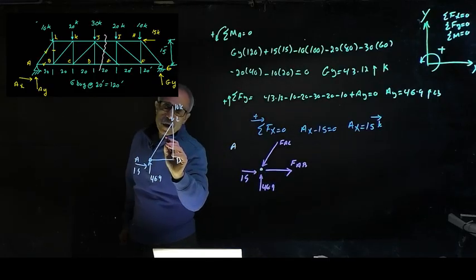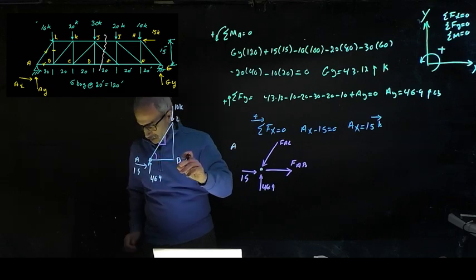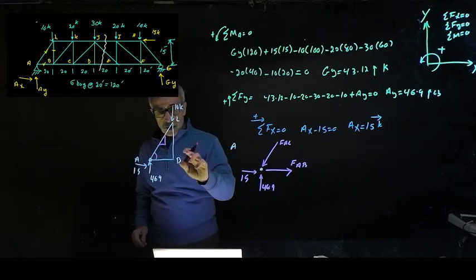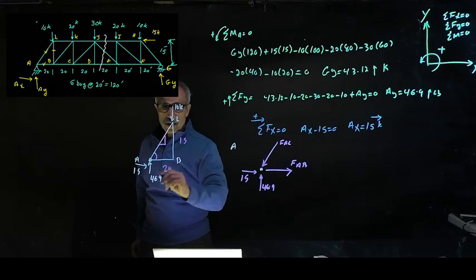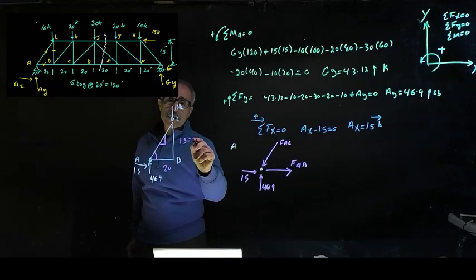But I want to know what this angle is, or what this thing is. So in here, let me look at my truss again. In here we had 15, and this is 20. So if I divide 15 by 5, that's equal to 3.